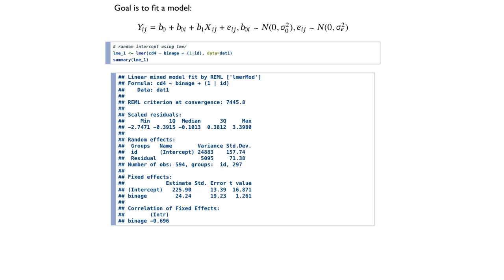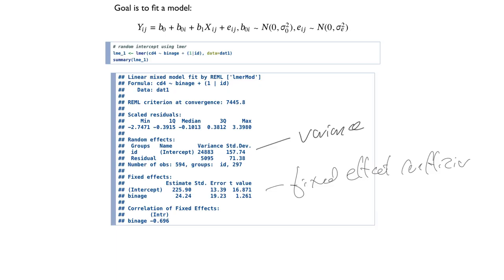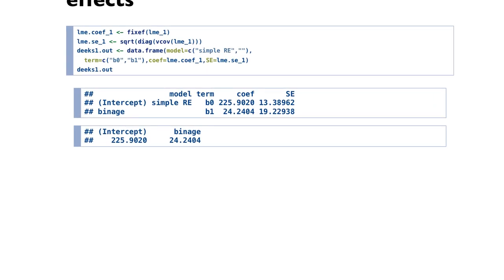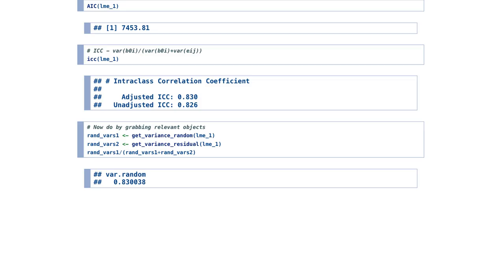Sometimes I cut off this part. So again, it gives you the variance terms. It gives you the fixed effects coefficients. These are the parameters. And then sometimes it puts the correlation down here. Anything here? No, just the same stuff. I didn't go over this.